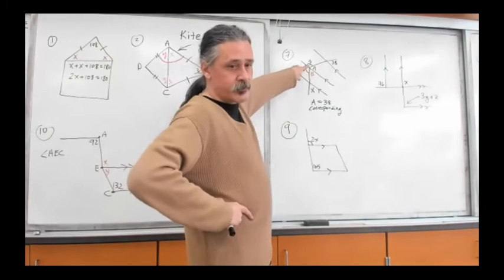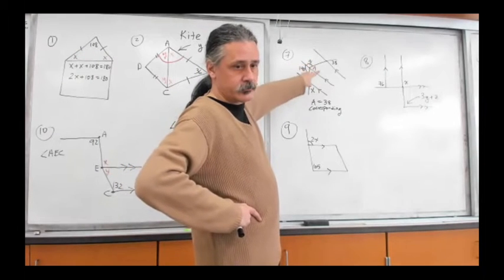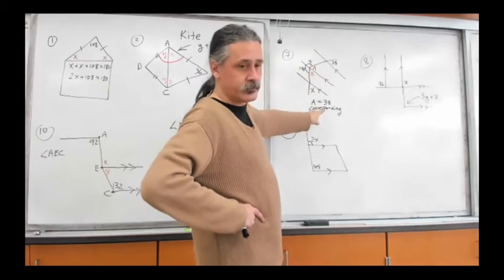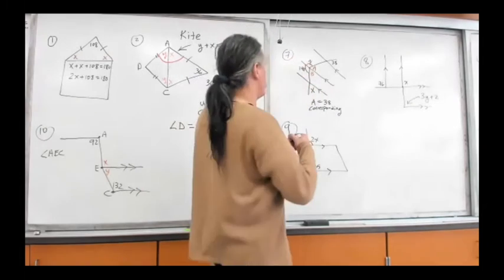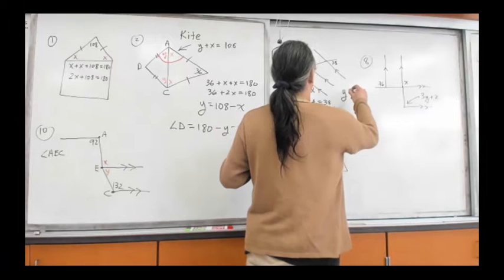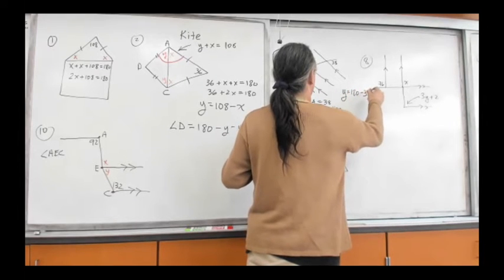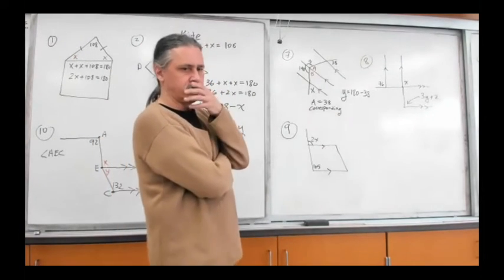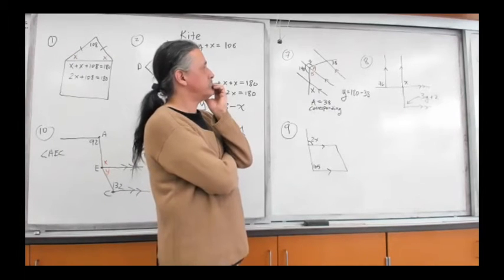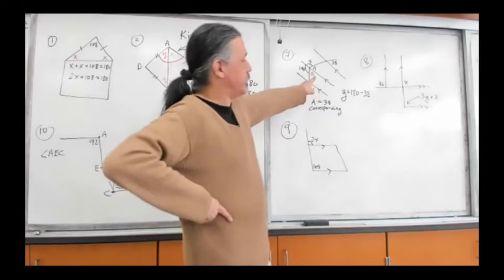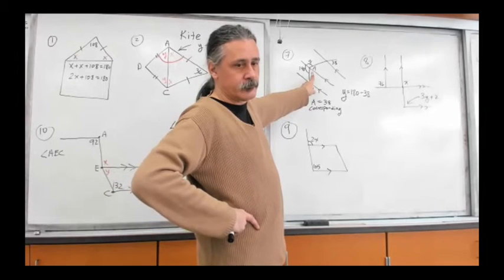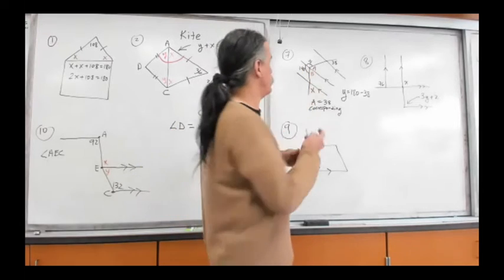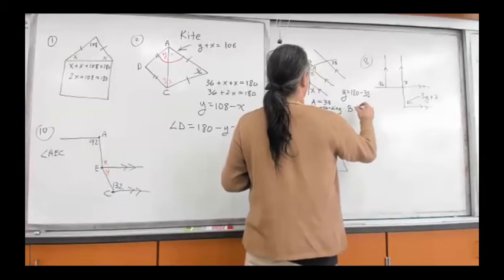Now we can get Y because Y and the angle I labeled A are a linear pair, so they're supplementary. So once you get what A is, which is 38, we can subtract from 180 to get Y. We can get the angle I labeled B the same way. The angle I labeled B and the 140 make a linear pair, so that means they're supplementary. So we can get B by also subtracting from 180.